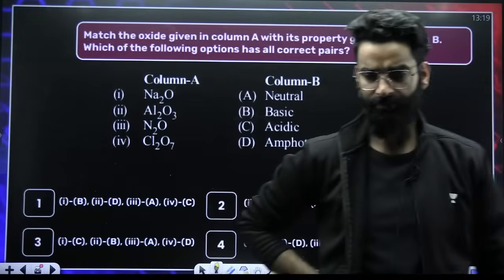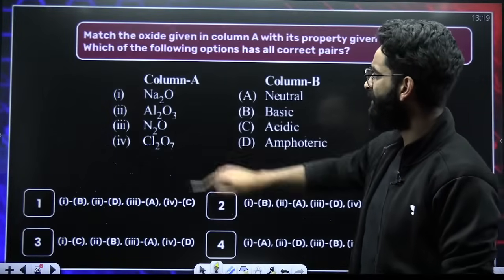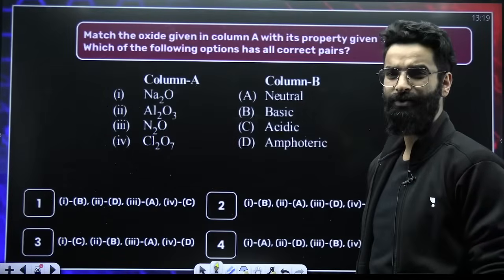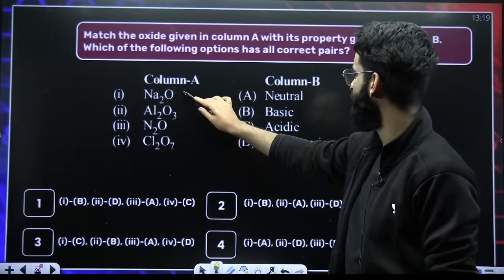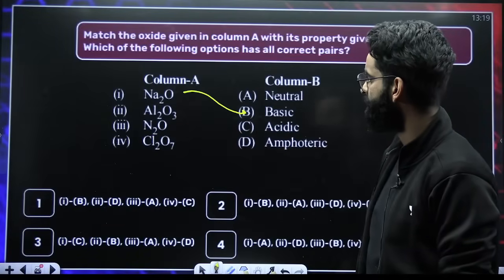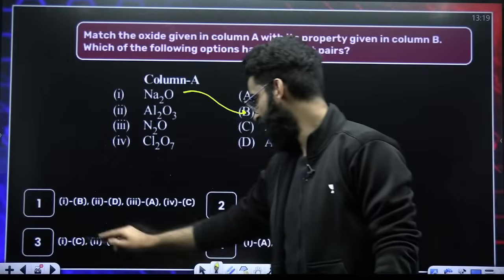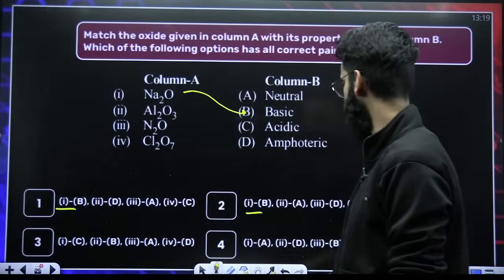These are some oxides you have to check. This is a metal oxide, group first, right? Metal oxides, what do they do? They form basic oxides. This is basic. Perfect. So 1, you are connecting with B. So it's option A or option 2.